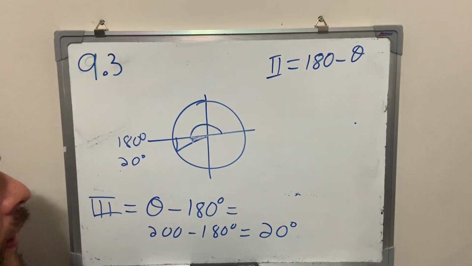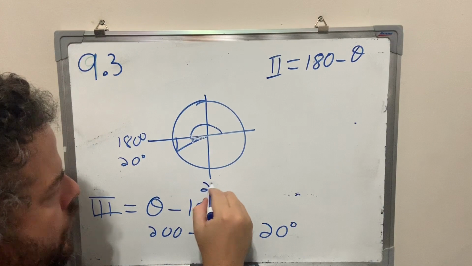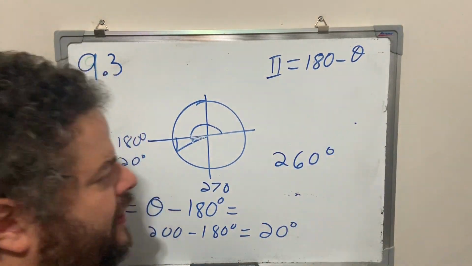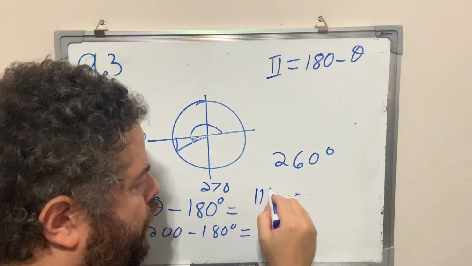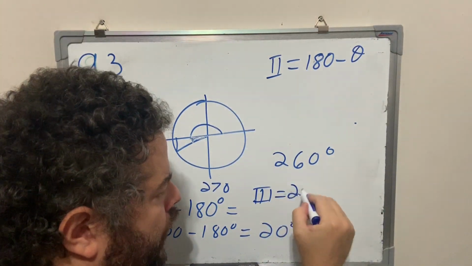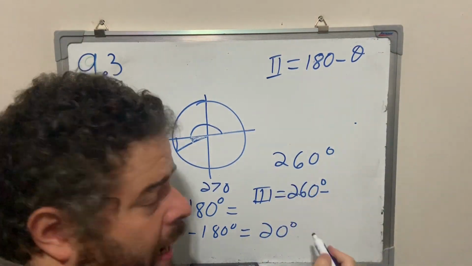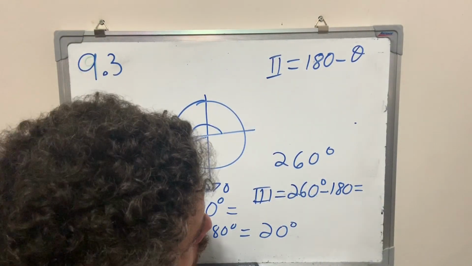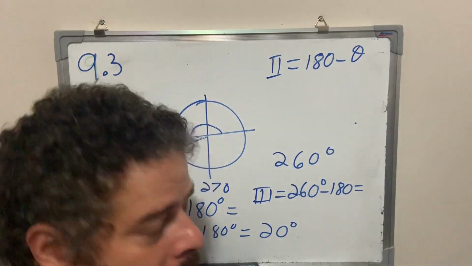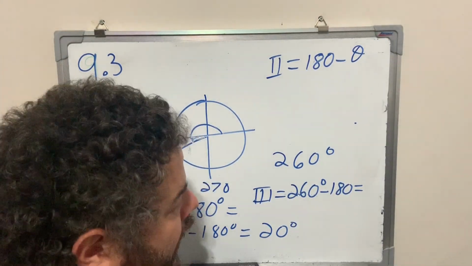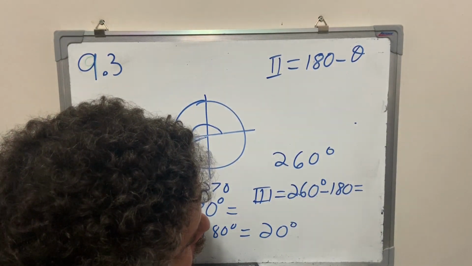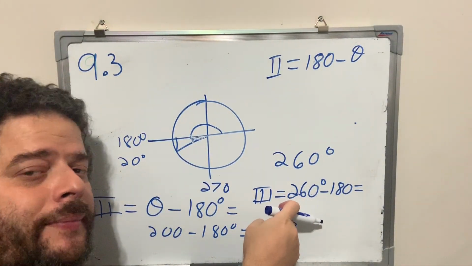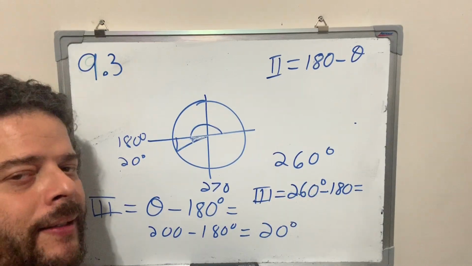Third quadrant. Let's see, 180, this should be 270. If I tell you the angle is 260, again third quadrant, it's going to be the original angle minus 180 degrees, which will give you 80. I take 100 off, yeah, 80. I'm left with 160 minus 80, which is 80 degrees.